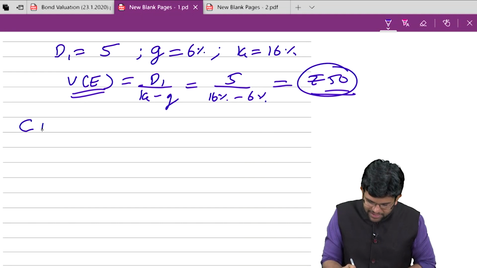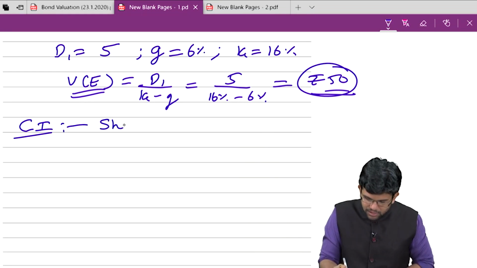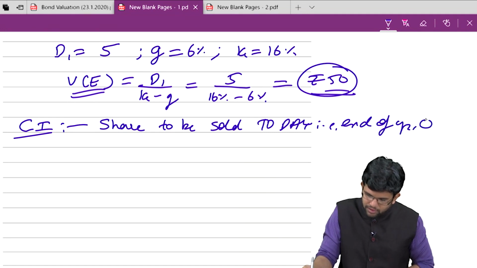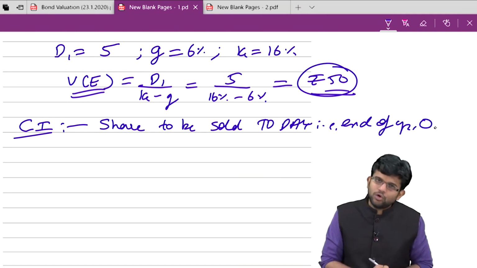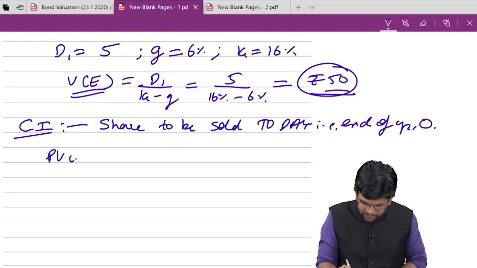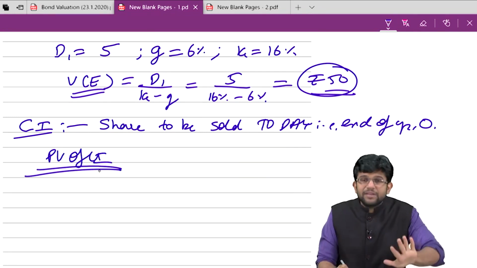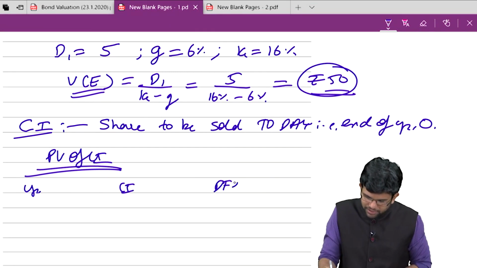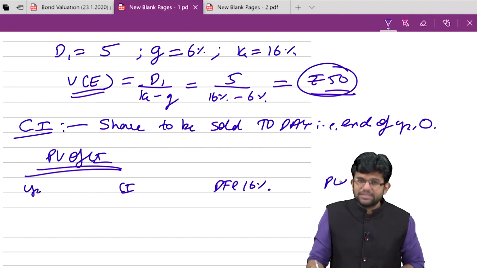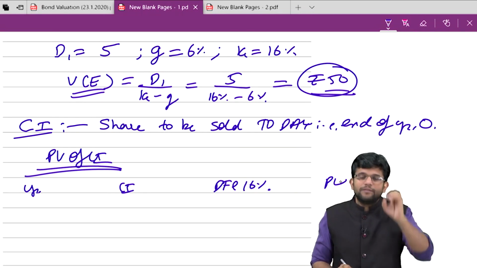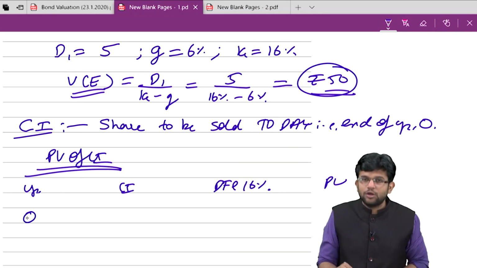So I'll write down here, case 1. Share to be sold today, that is end of year 0. In this, let us calculate the present value of cash inflow for that investor when he sells off the share. Here we have cash inflow, discounting factor at the rate 16%, present value. Children, tell me, when is he selling the share? He's selling the share today. That means end of year 0. So I'll write down end of year 0.